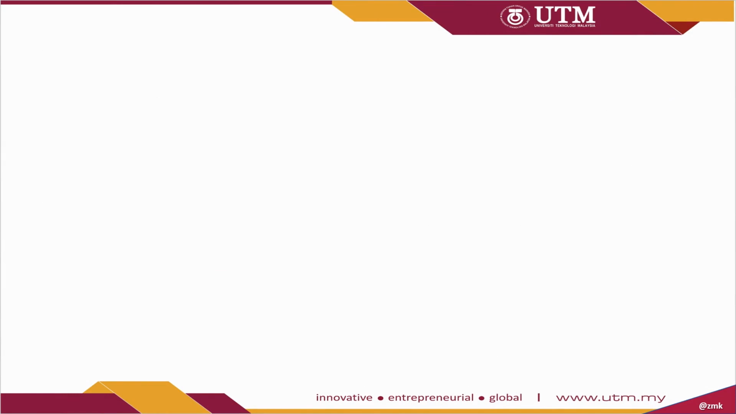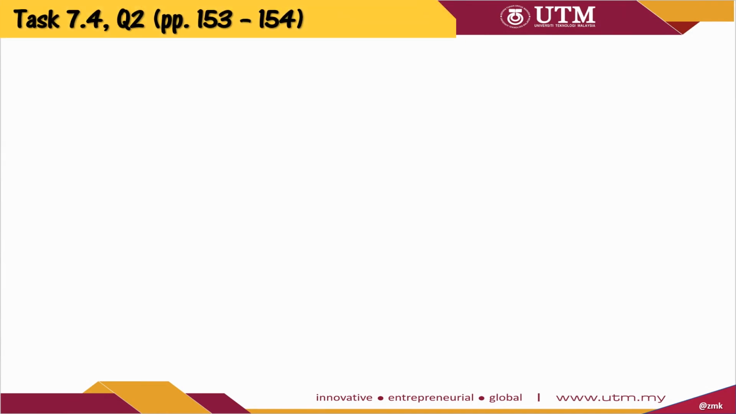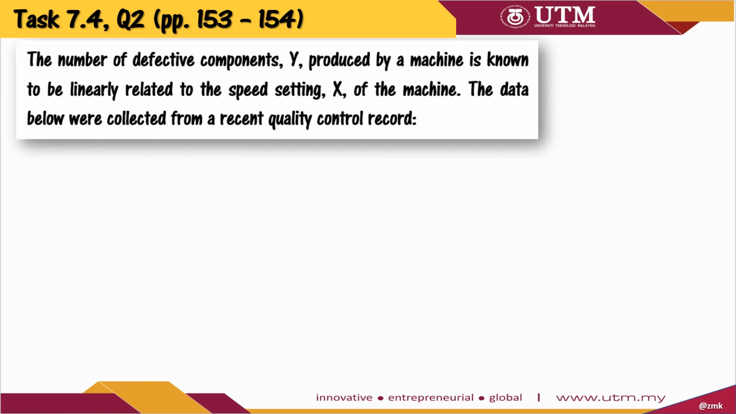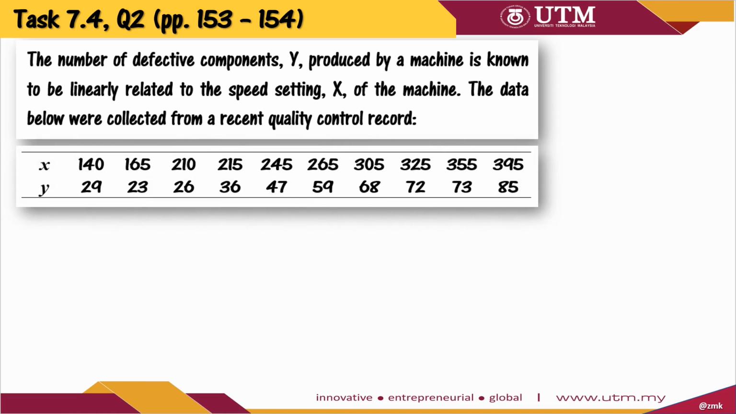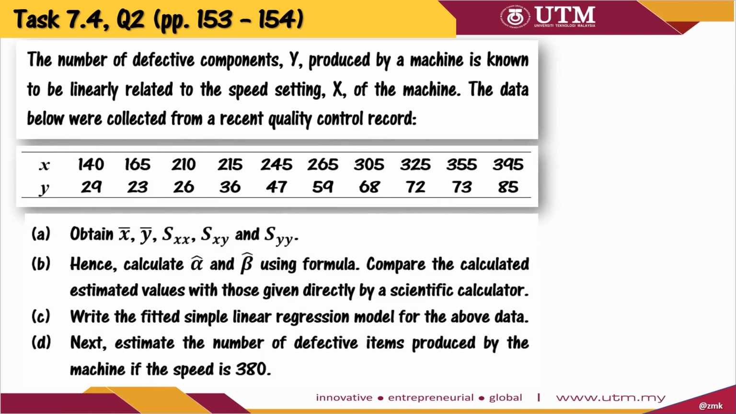For another example, please refer to task 7.4 question number 2 in the Statistics for Engineers textbook page 153 and 154. The question is given as follows, where you can see that the dependent variable y is the number of defective components produced by a machine and the independent variable x is the speed of the machine. The collected sample data are listed in the following table and the detailed questions are listed as follows.